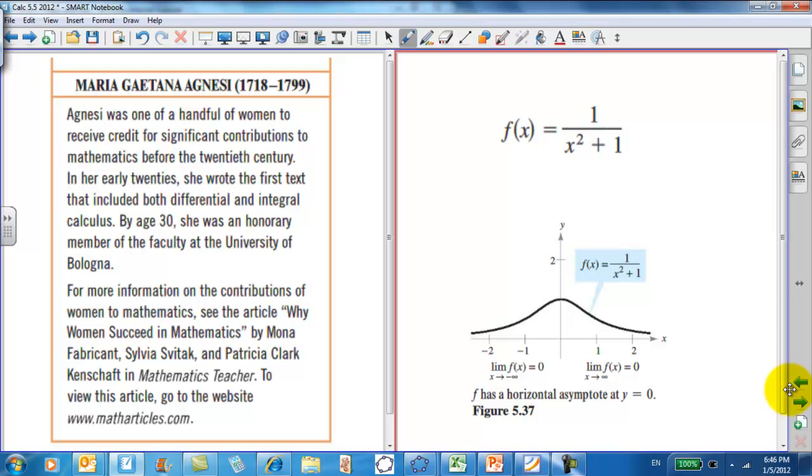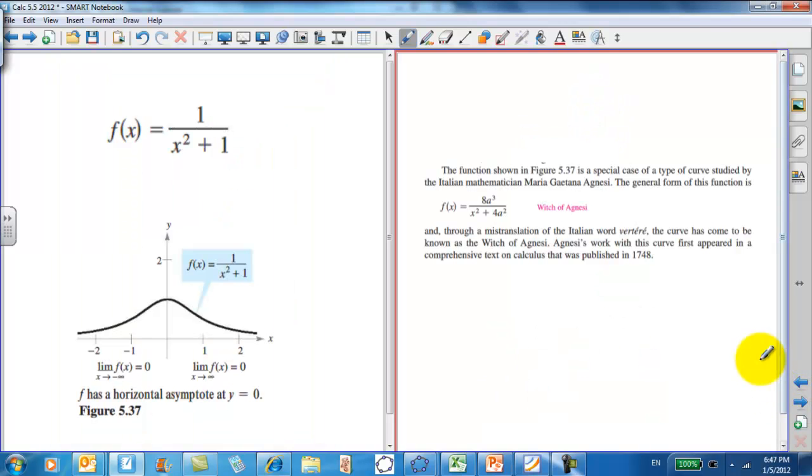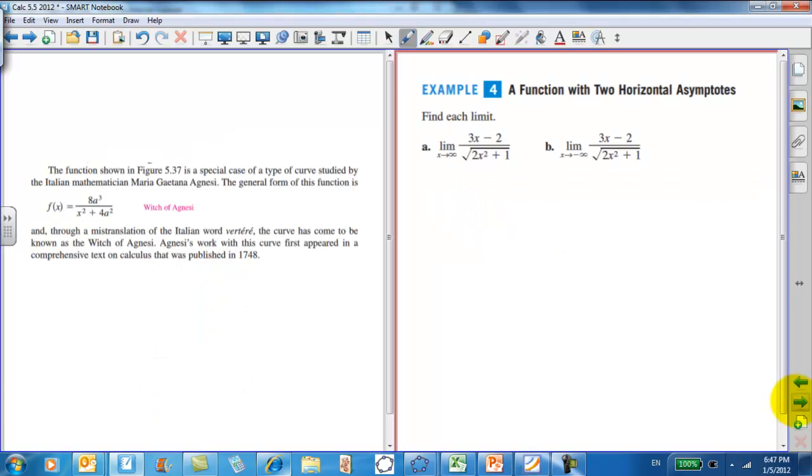And here's one of her graphs, which has a horizontal asymptote of y equals 0 because the degree on the bottom is higher than the degree on the top. And Maria came up with a whole class of these functions that have this type of symmetry and almost look like the bell-shaped curve you see in statistics. So let me know if you think that this is the same as the bell-shaped curve or different.